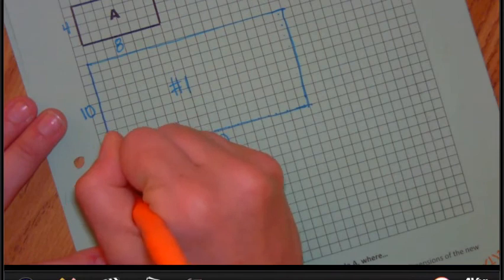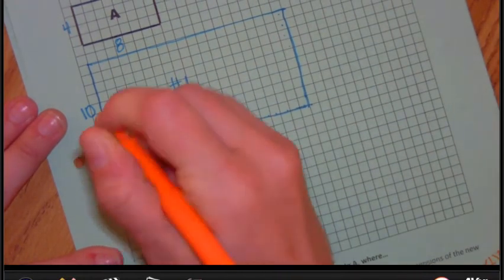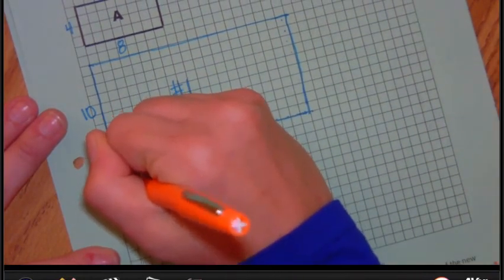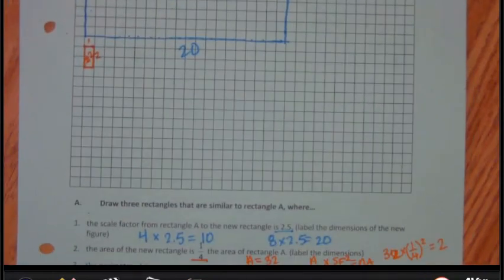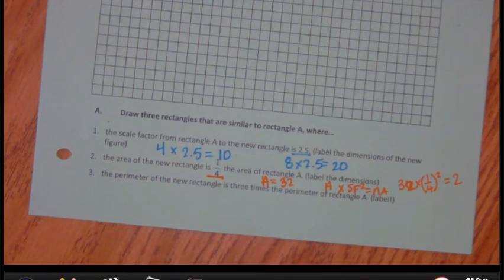So let's go right here. And I got 1 and 2, and that's number 2. Okay. And then my next one, number 3.